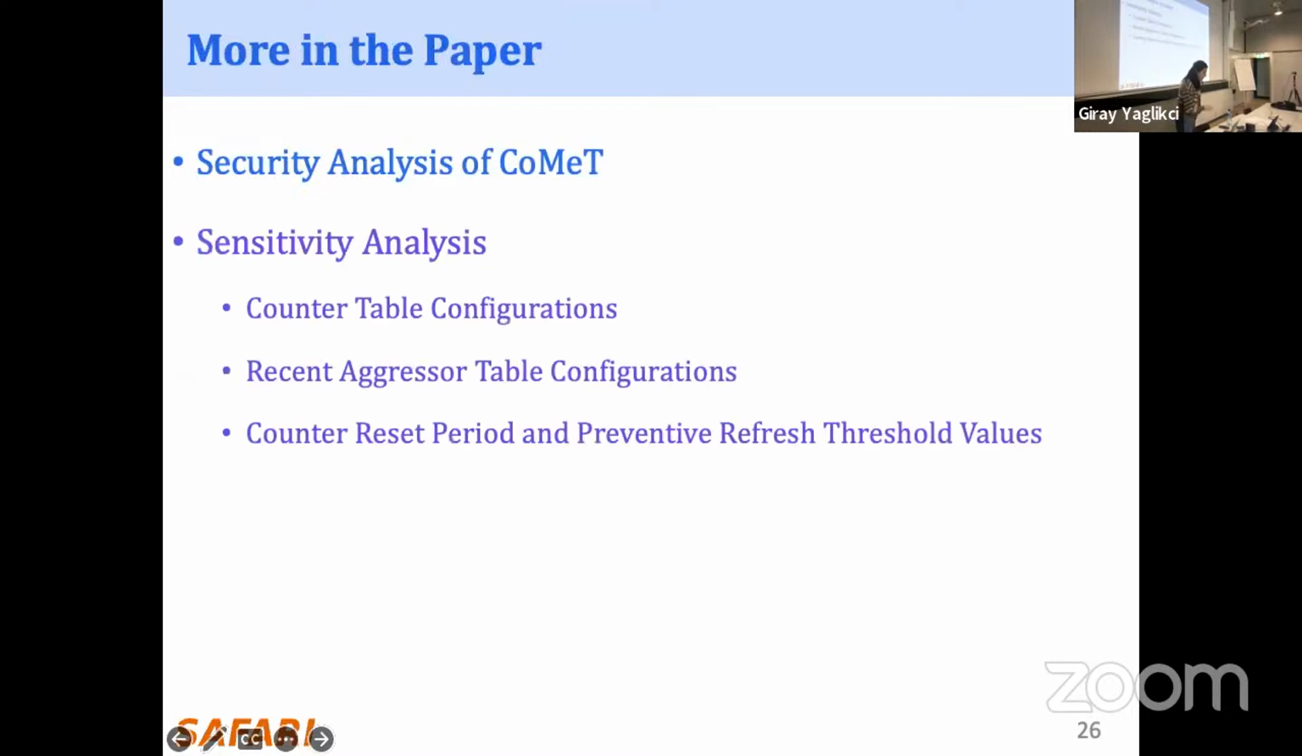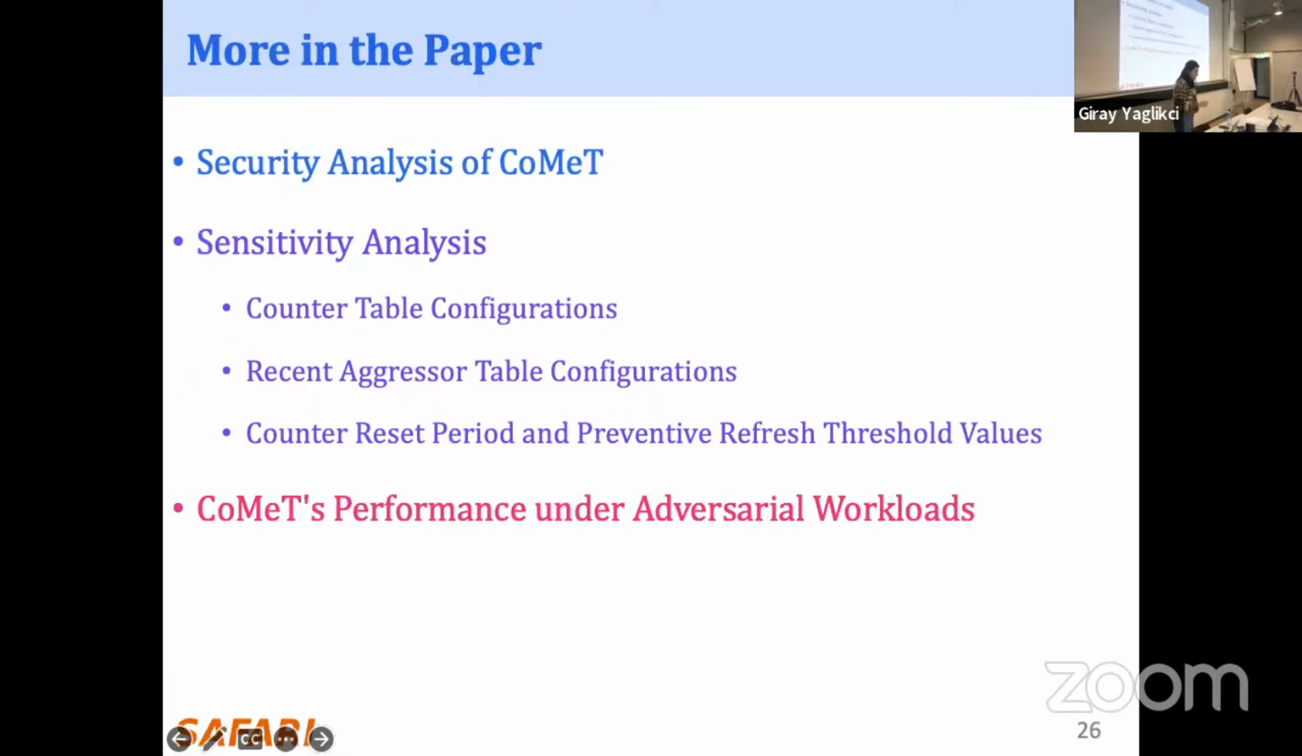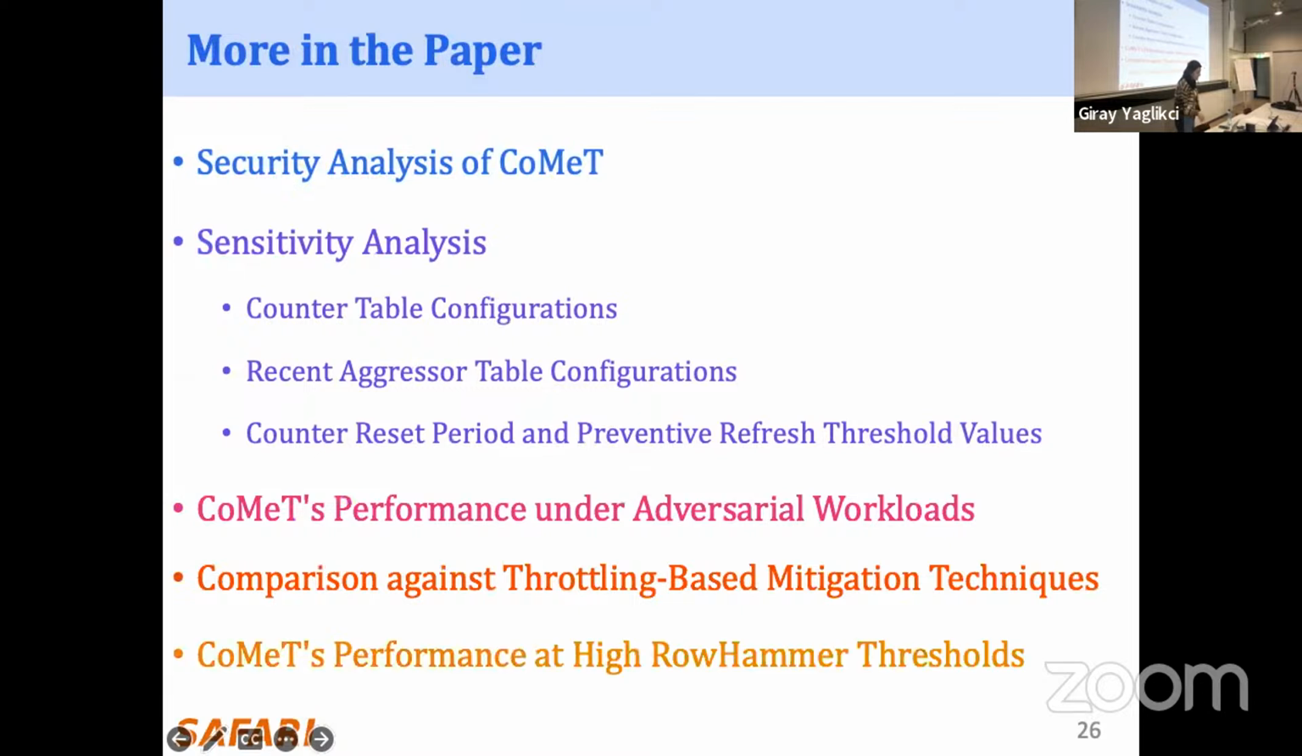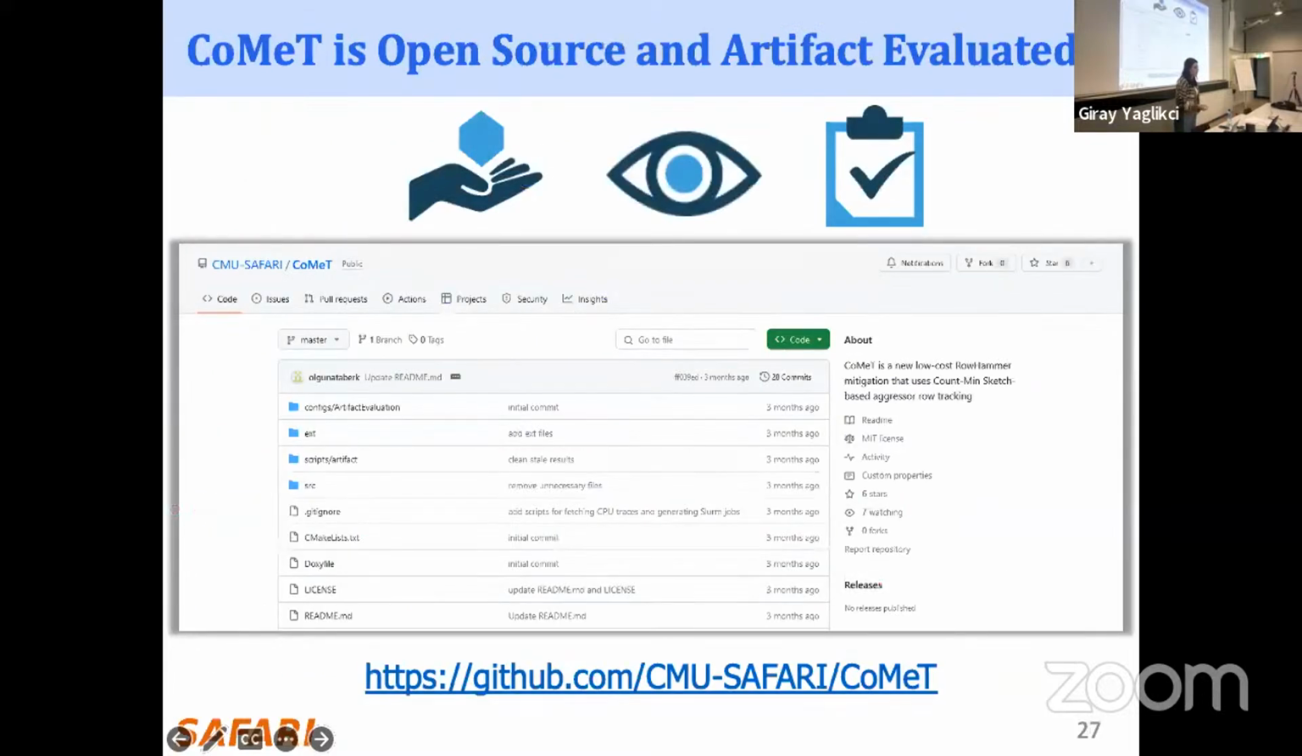We have more results in the paper, starting with security analysis of Comet, which shows that Comet prevents all RowHammer bit flips at all RowHammer thresholds. We have a sensitivity analysis, sweeping some configuration values with more details and explanations and insights. And we have Comet's performance under adversarial workloads when there is an attacker running at the same time in the system, a comparison against throttling-based mitigation techniques, and performance evaluation at high RowHammer thresholds. Comet is open source and artifact evaluated, and I invite you to check our GitHub repo.